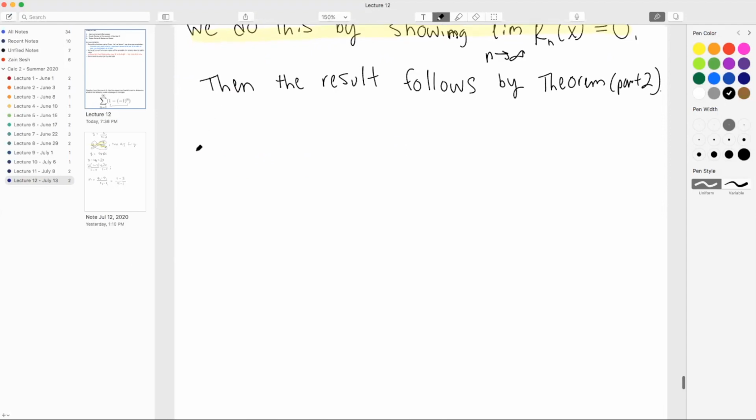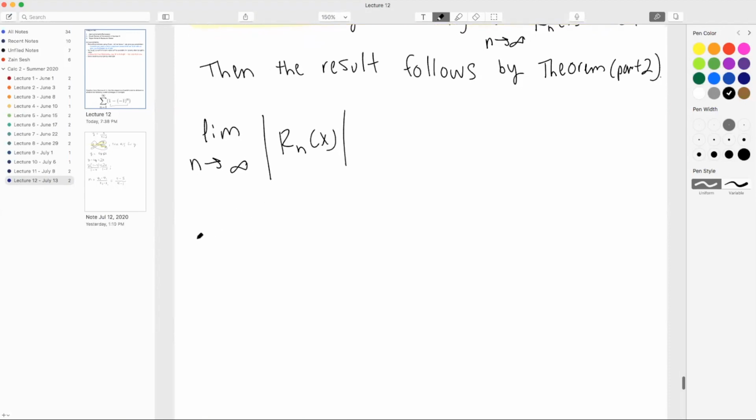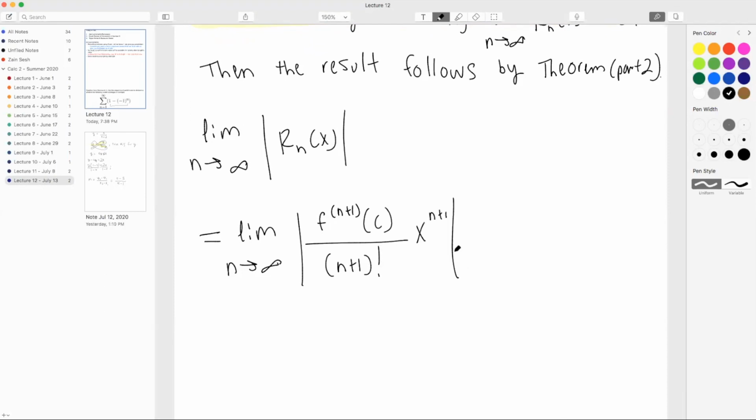Okay, so we look at the limit as n goes to infinity. So we're actually going to look at the absolute value of the nth remainder term, okay? All right, and so this is equal to the limit as n goes to infinity. So now we actually use that explicit formula for the nth remainder. That was theorem part 1. So we have that the nth remainder term is equal to the n plus 1th derivative evaluated at c, divided by n plus 1 factorial, multiplied by x to the n plus 1, for some c in the interval a comma x. This is by theorem part 1. Remember, theorem part 1 gave us that nice explicit formula for the nth remainder.